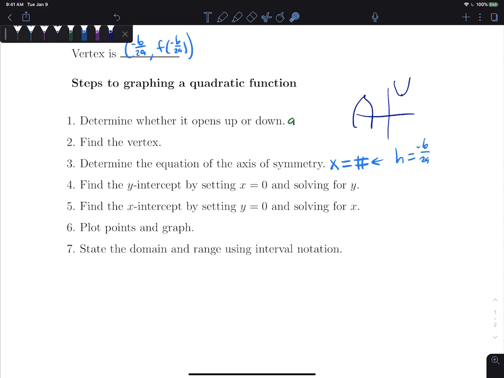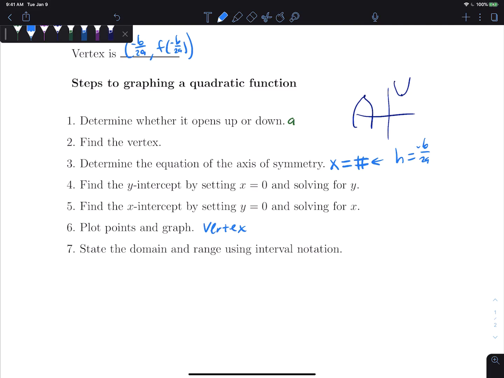Alrighty, number 6. We want to plot the points and graph. Now, specifically, for my math lab, we always want to start with the vertex. And I'll show you a little bit later what it means to graph in my math lab.